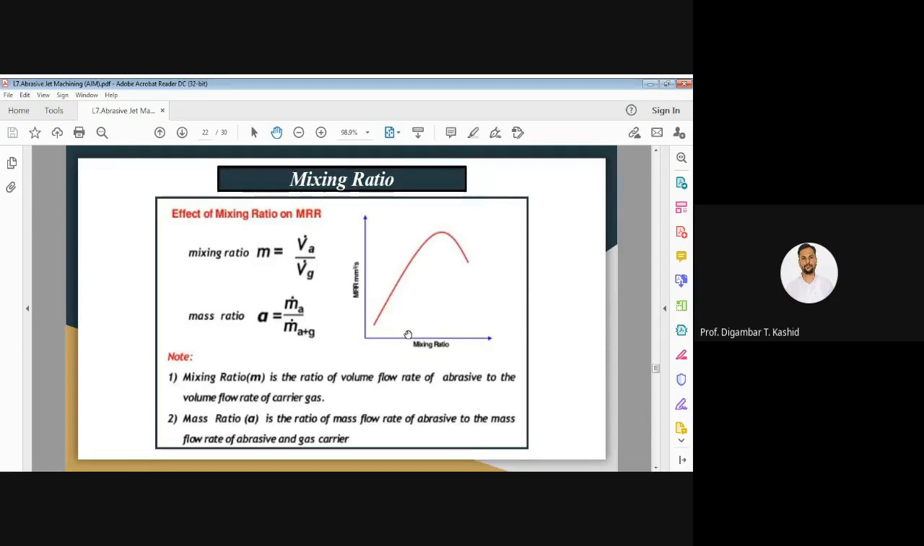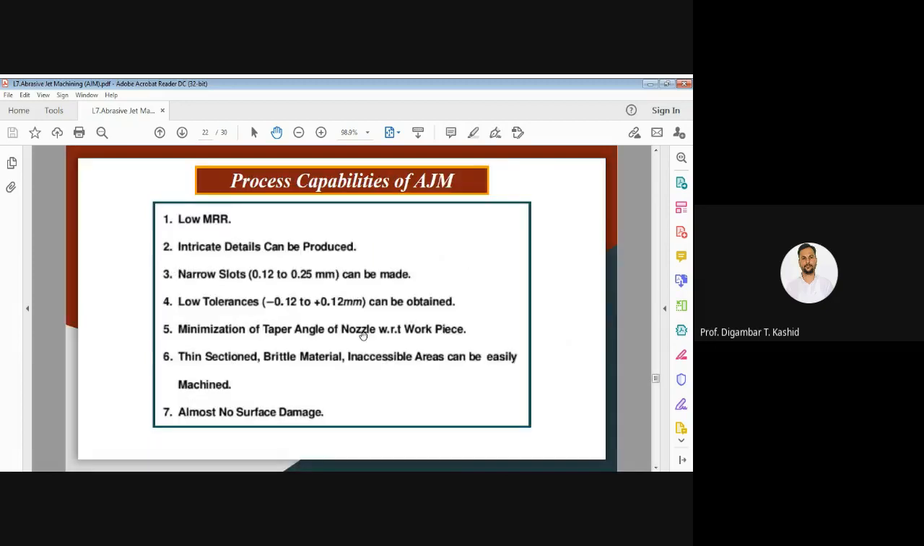So this was the effect of your nozzle tip and the effect of mixing ratio on your material removal. Now let us move to the next diagram. Here we'll discuss the process capability of abrasive jet machining. The question arises: what are the capabilities of the abrasive jet machining process?